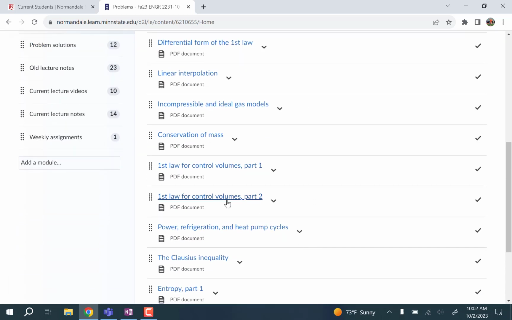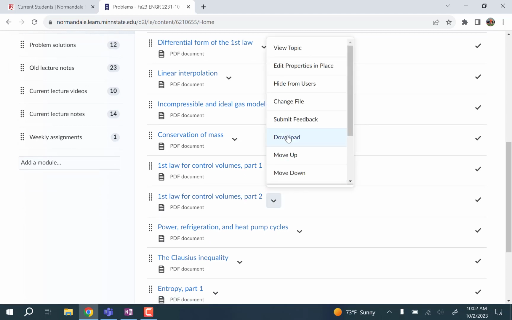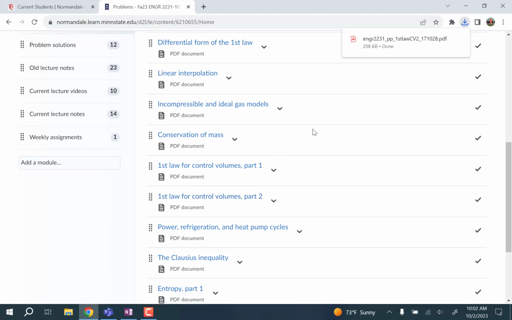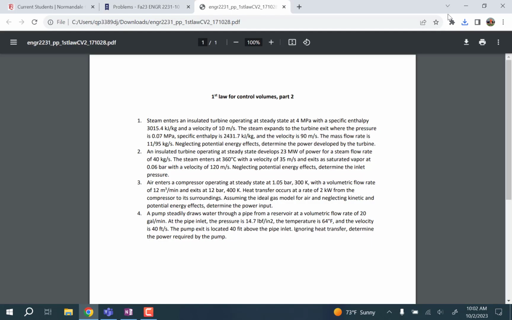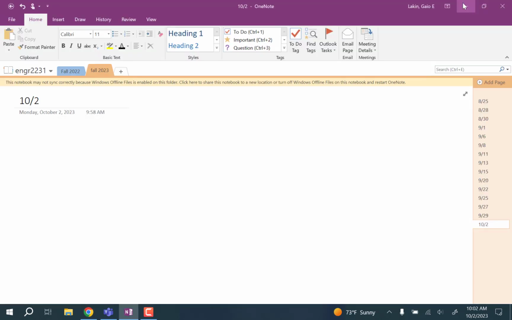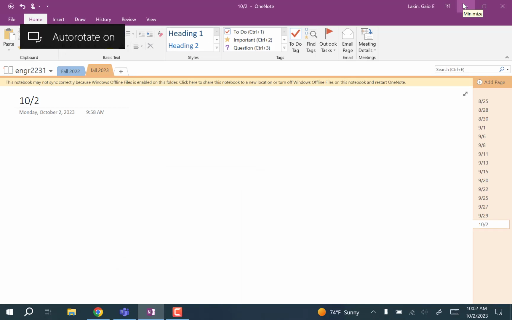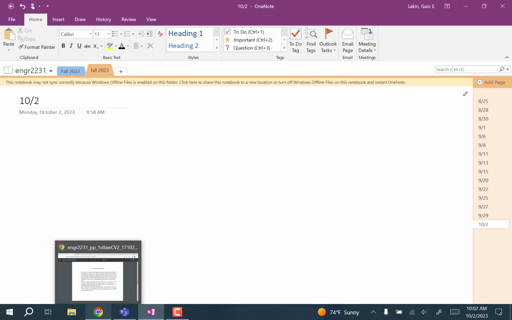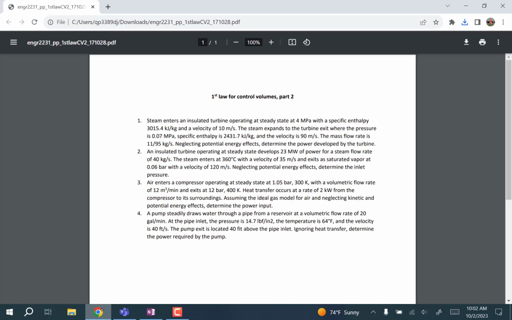Okay, so we are on part 2 of control volumes. Yep. Okay, so we have a Projectors and pods. Oh, thank you.